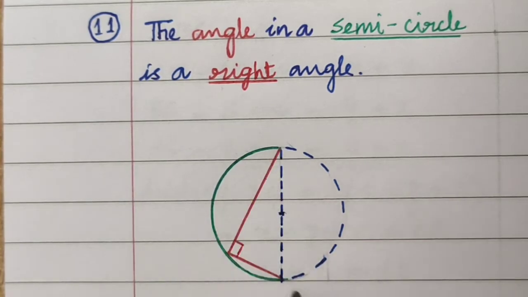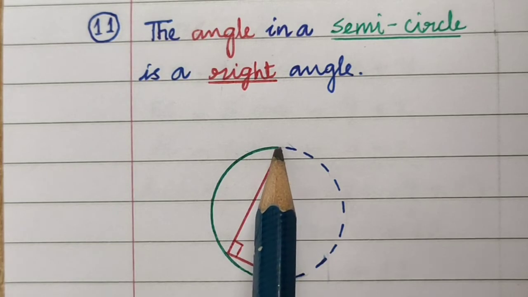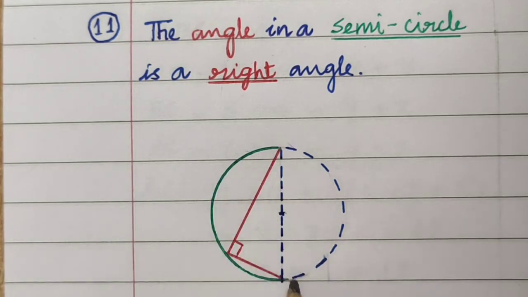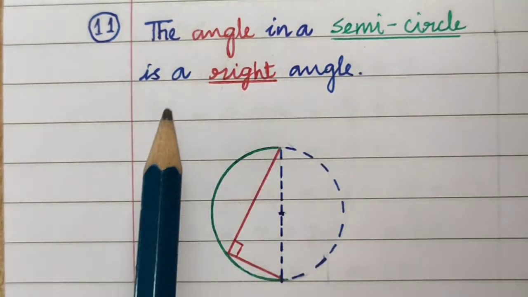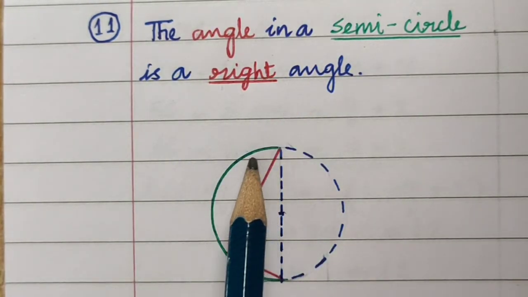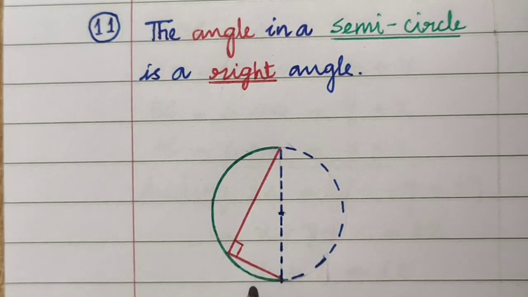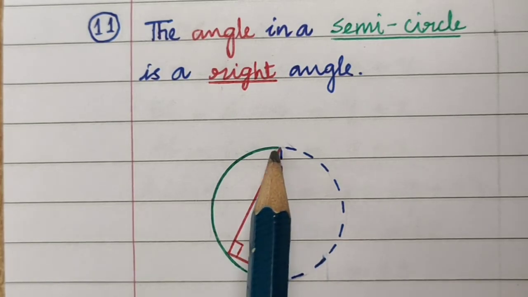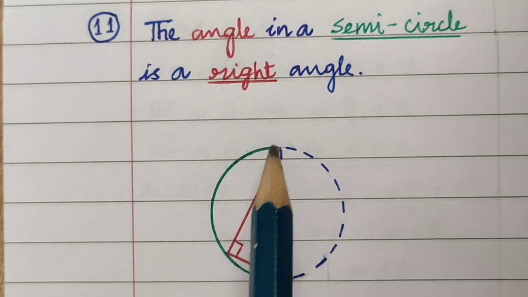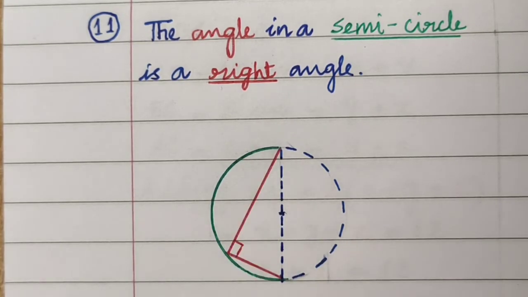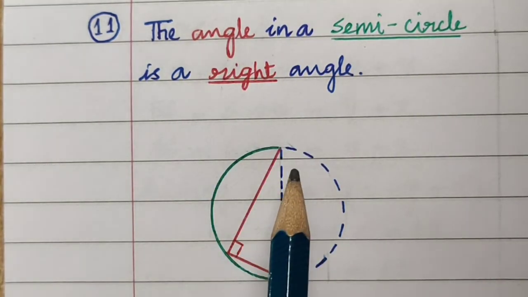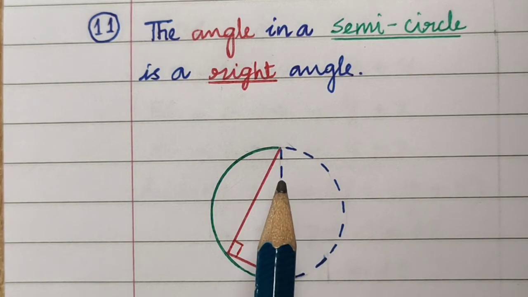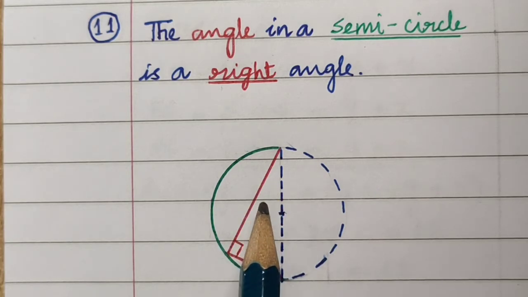Even if we draw like this, as many angles as you make, that's going to be 90 degrees only. The angle in a semicircle is a right angle. The angles in this semicircle are going to be 90 degrees. If you draw like this, it's going to be 90 degrees. Why are we going through this? We need to use this property in a future problem.